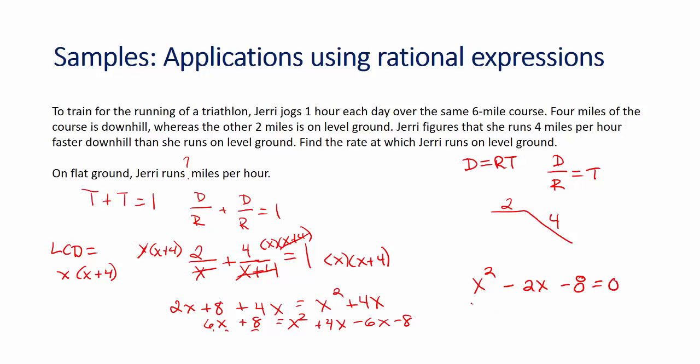So to solve this, we will factor. We will have x minus 4 and x plus 2 is equal to 0. Our two choices for answers are 4 and negative 2. But this is an application. So a negative 2 speed doesn't make any sense. So in our case, since we made x be the speed she runs on level ground, her answer, or her speed, is 4 miles per hour on level ground.